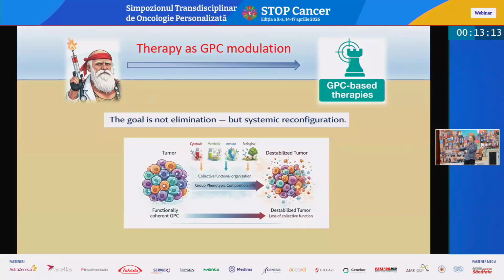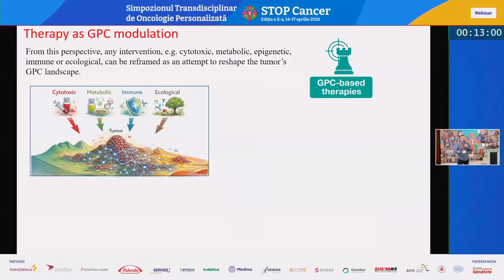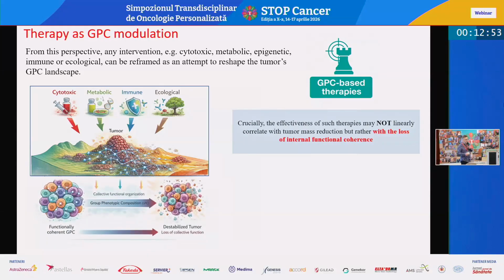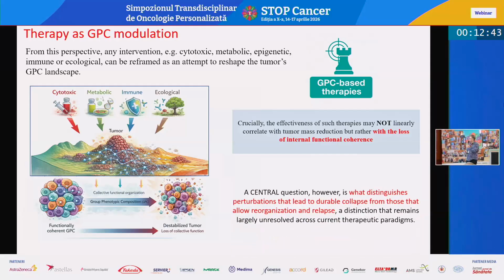So let's consider the therapy as a way to modulate the GPC. That is to say that the first objective is not the elimination of the tumor, but its systemic reconfiguration. So from that perspective, in fact, any kind of intervention could be potentially reframed as an attempt to reshape the tumor GPC landscape. In that case, the success is not evaluated through the tumor mass reduction, but through the loss of internal functional coherence. And it is important to distinguish between the destabilization that could be considered as superficial, that is to say they cannot prevent the tumor from reorganizing and relapsing, from those that can be considered as efficient, that is to say that can lead to a durable control or collapse of the tumor.